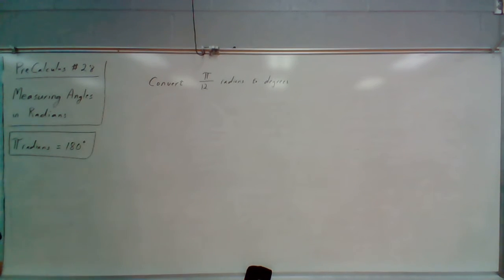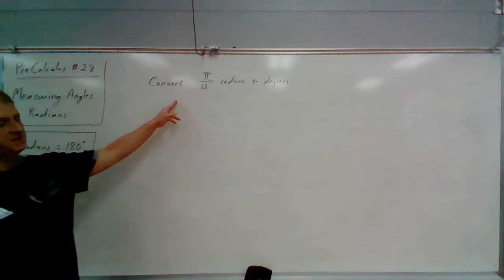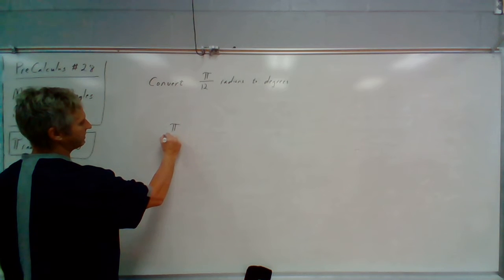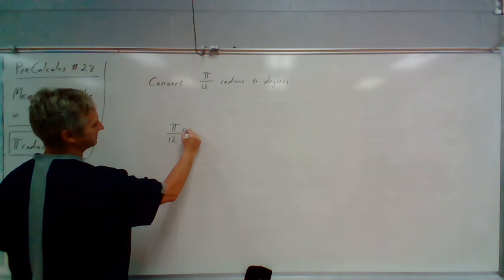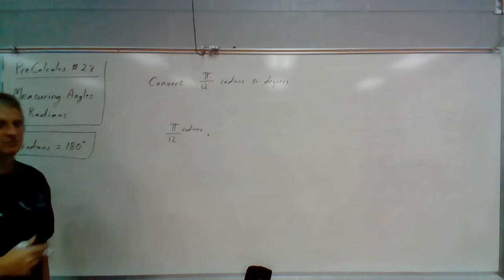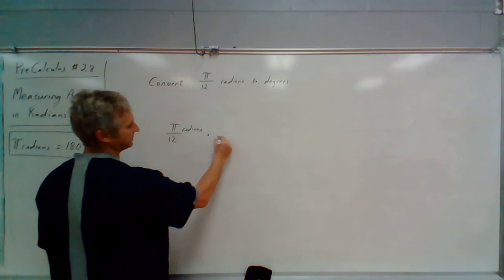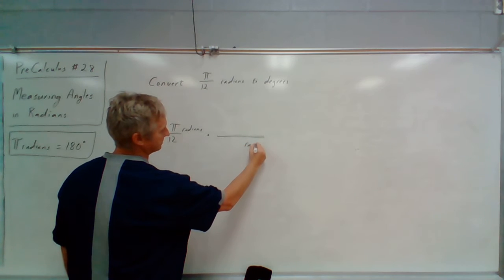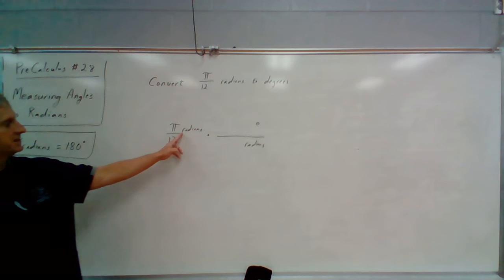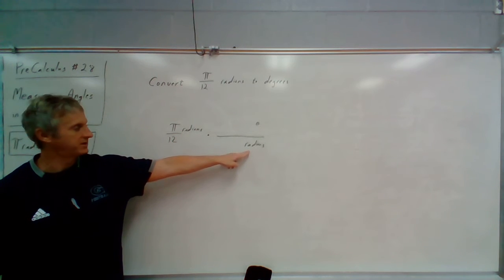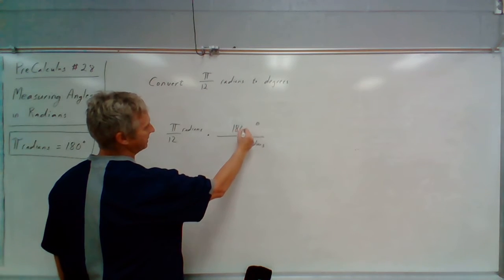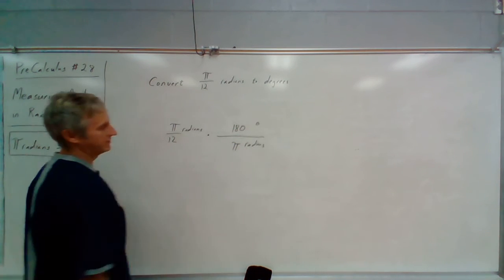All right, let's go the opposite direction now. This time, let's convert radians into degrees. So I'm going to start with pi over 12 radians. And again, I'm just going to multiply that by 1, except this time I'm going to want radians on the bottom and degrees on the top. Since I'm starting with radians on top, if I multiply by radians on the bottom, I'll be able to cancel those. So 180 degrees is equal to pi radians.